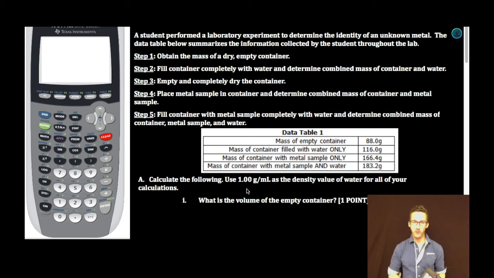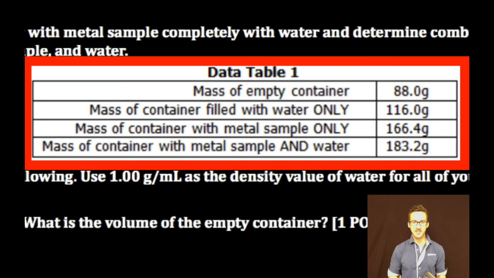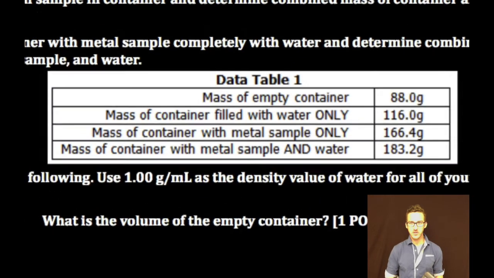Let's do a free response practice. A student performed a laboratory experiment to determine the identity of an unknown metal. Ooh, unknown. The data table below summarizes the information collected by the student throughout the lab.